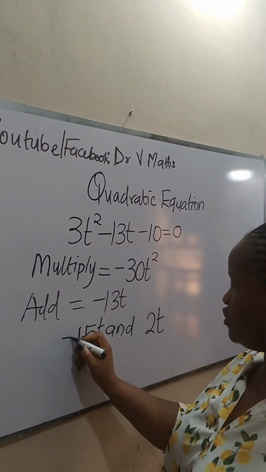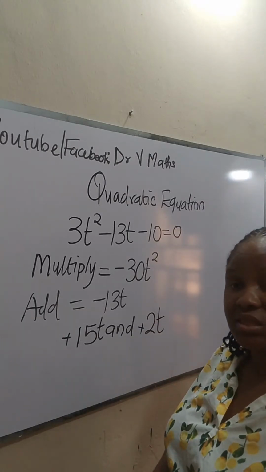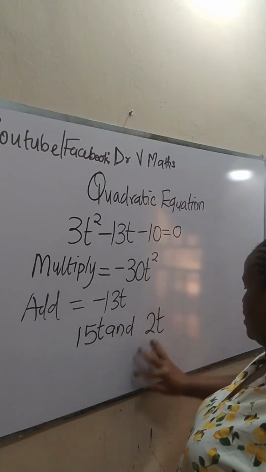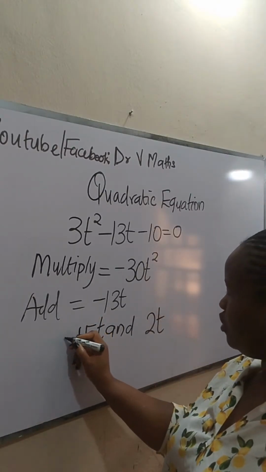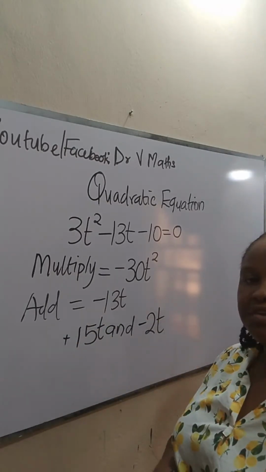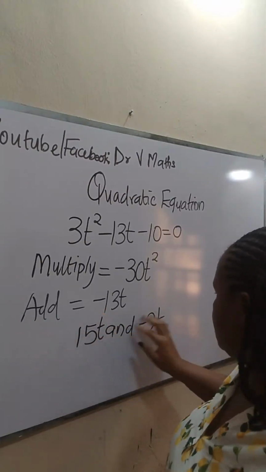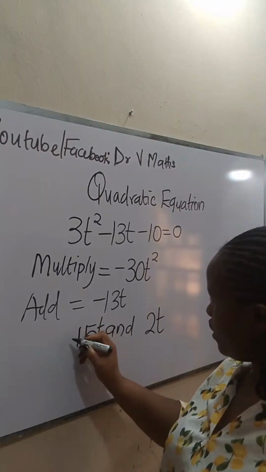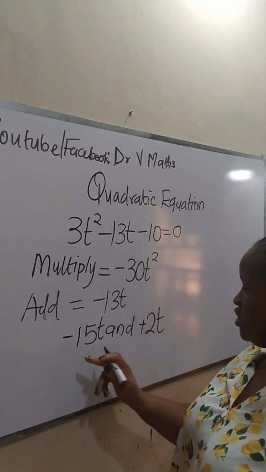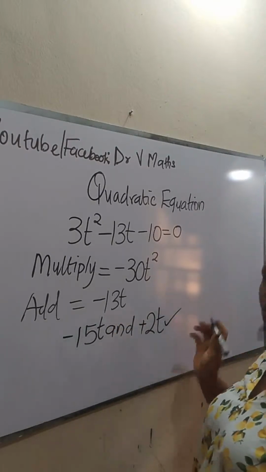Now, if we do plus 15t plus 2t, we'll get 17t. You see, it's not this. So it will not work with that. Now, if we do plus 15t and minus 2t, 15 minus 2 is 13 and it's positive, so it will not work for this. So what if you consider minus 15t and plus 2t? Minus 15 plus 2 will give us minus 13. You see, this one is okay.